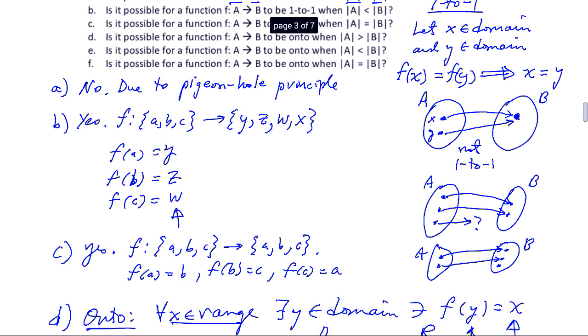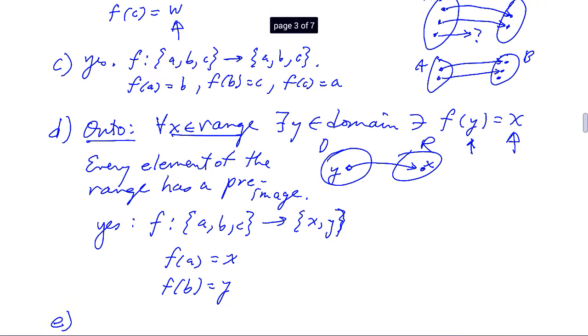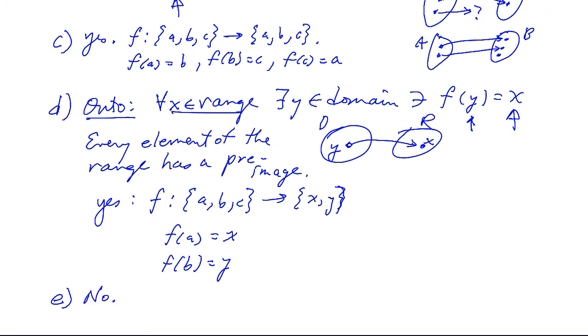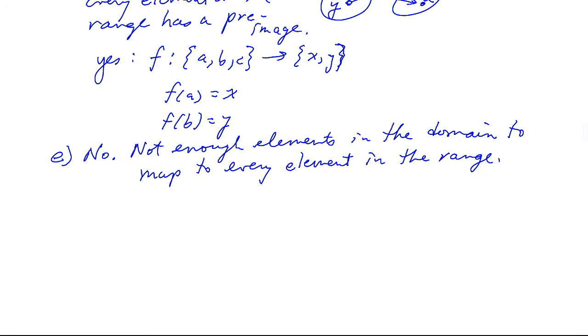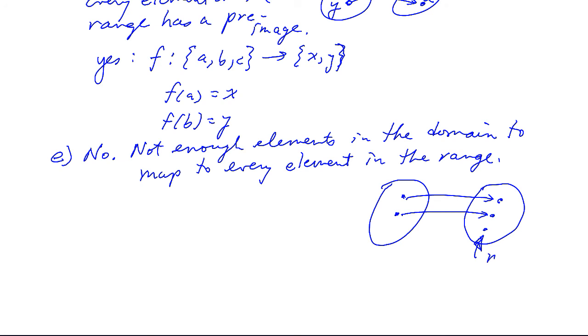What if the size of the domain is less than the size of the range? Well, then you're not going to be able to go onto. And essentially it's the pigeonhole principle again. There's not enough elements in the domain to map to every element in the range. Okay, and we can kind of draw a little picture of that here. Suppose that we're mapping from the domain to the range here, and there are 2 elements in the domain and there are 3 in the range. Well, we're going to map these guys over like that, and then this guy has no pre-image.